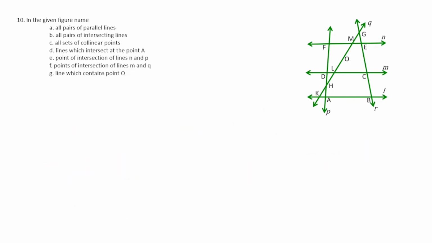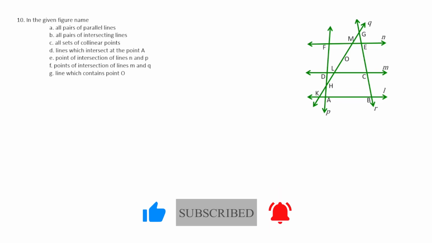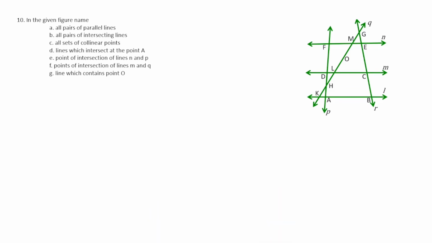Now that was also a very long list. List lines which intersect at point A. So we need all the lines which intersect at point A. L and P are the only lines which intersect at point A. There are no other lines. So the answer is L and P.